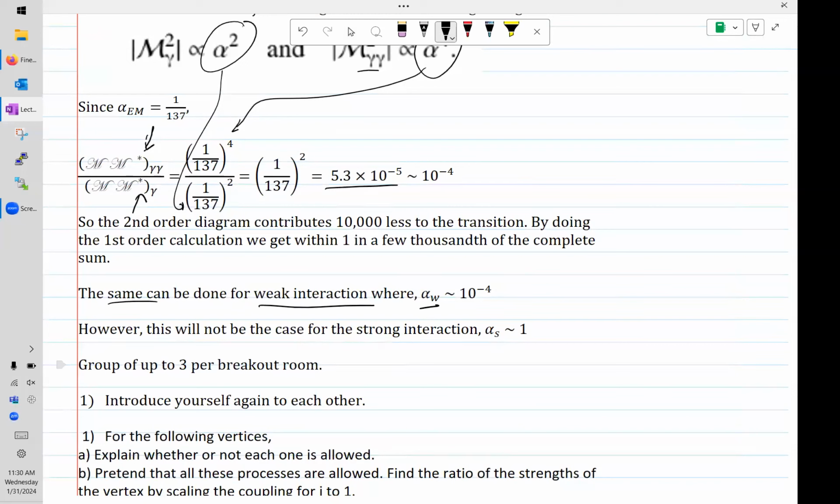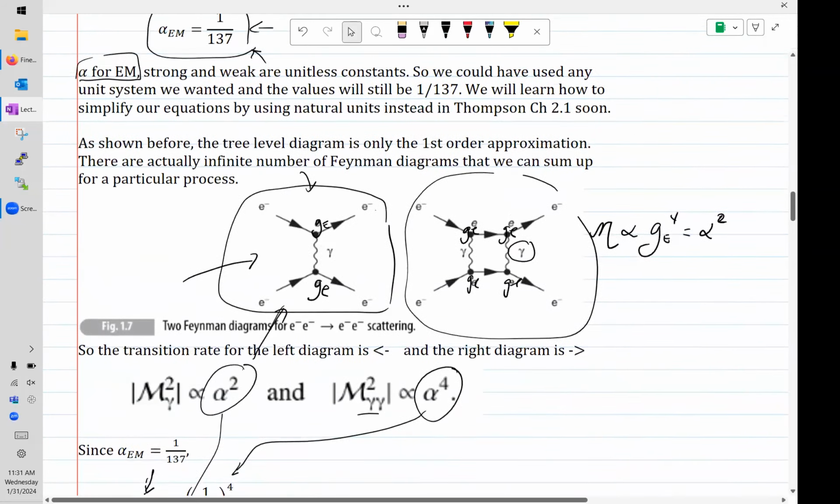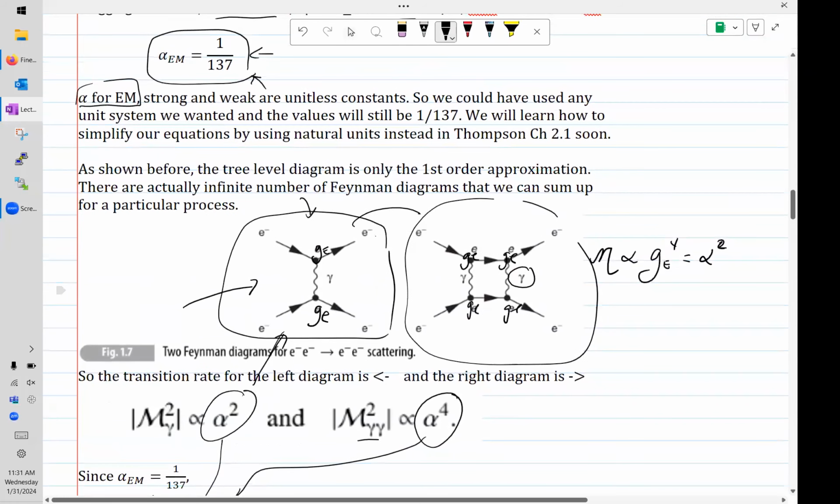However, in the strong interaction, the alpha for the strong interaction is approximately 1. It depends on the energy; it actually changes as a function of the energy of the interaction. Now you get in trouble, because if this was a strong interaction, the ratio between these 2 diagrams is going to be 1. So every diagram is important.